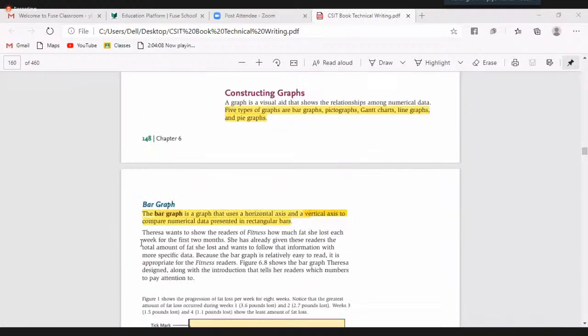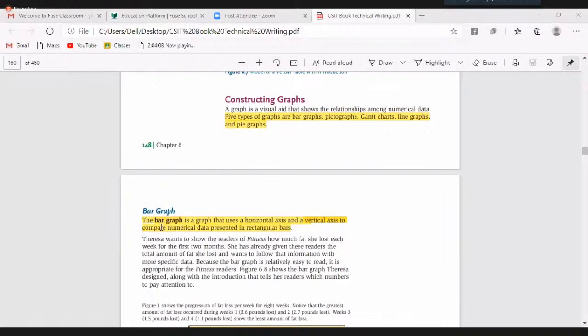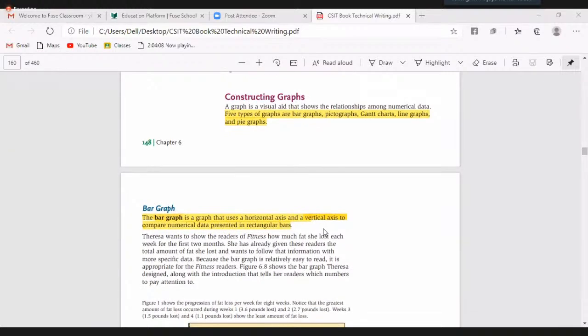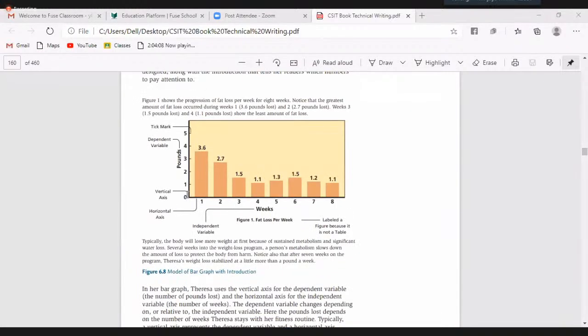Here, very easy: the bar graph. The bar graph is a graph that uses a horizontal axis and a vertical axis. This is the horizontal axis, and this one is the vertical axis. In mathematics also, what is this called? X-axis, and this one is Y-axis. So horizontal axis and vertical axis, right?